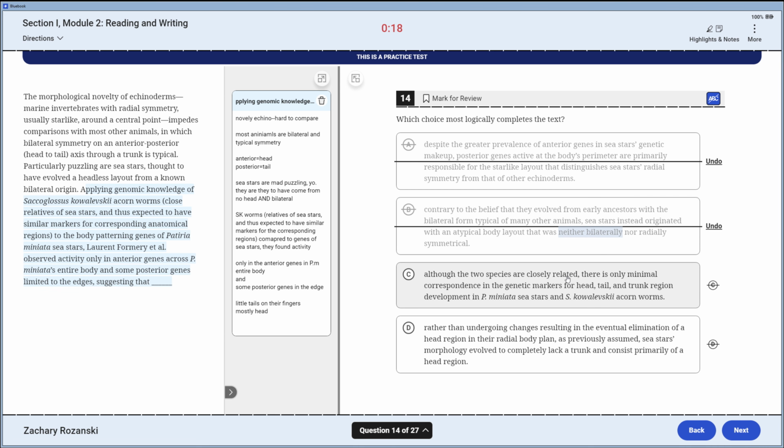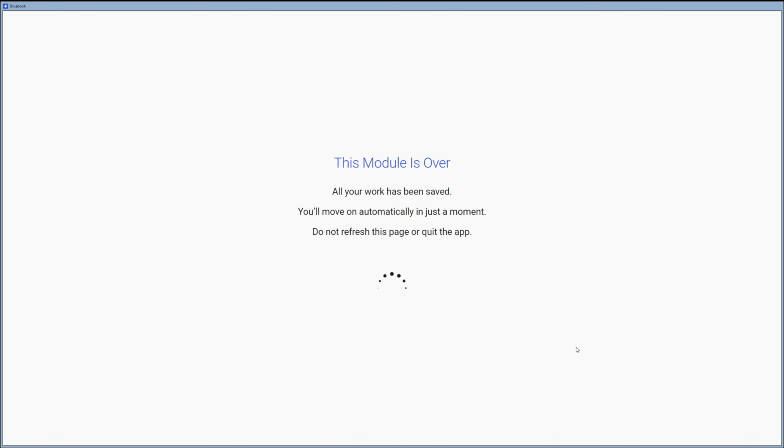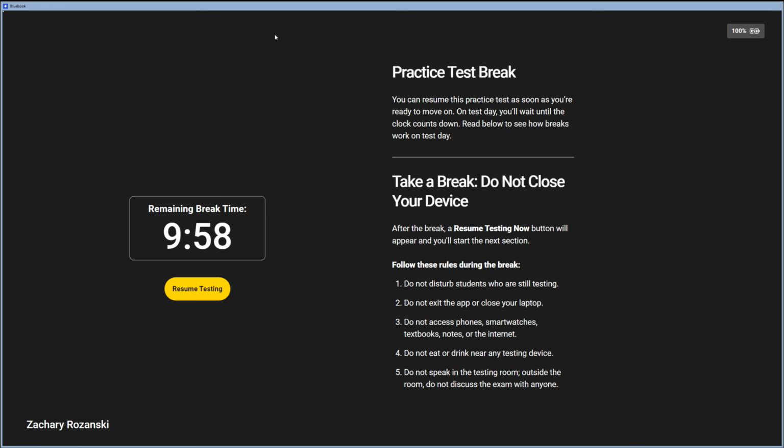Although two species are closely related, there was only minimal correspondence in the genetic markers for head, tail, trunk regions in the development. No, this has to be false. There are genetic marker similarities. That's how they were able to run this study. This has to be false. When I look to D, rather than ongoing changes resulting in the eventual elimination of the head region, as previously assumed, sea stars' morphology evolved to complete like a trunk, and that's exactly the right answer. D's the right answer. That's how they pay me the big bucks.